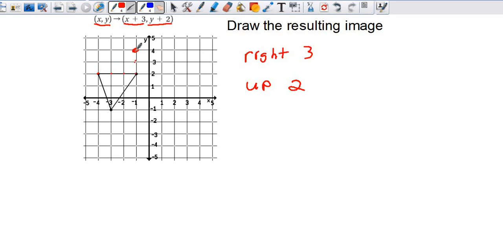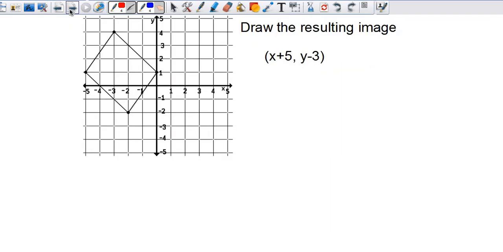All right. Now we have to do the same thing with this point. We go to the right 1, 2, 3, and then up 1, 2, which would put it right there. And then we need to do the same thing with this third point here. We go to the right 1, 2, 3, up 2. Puts it right there. So if we draw our resulting image, it would look just like that. All right?